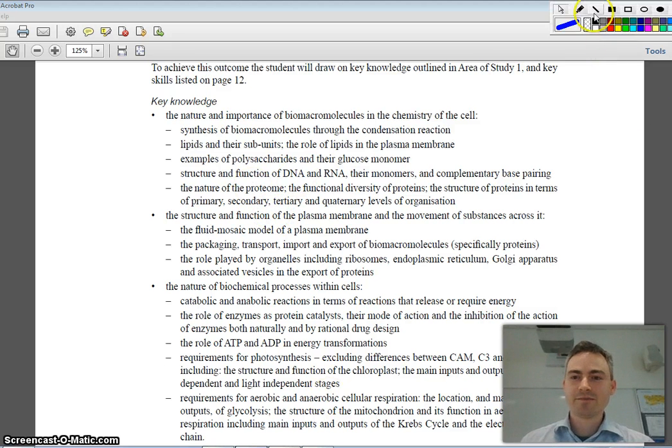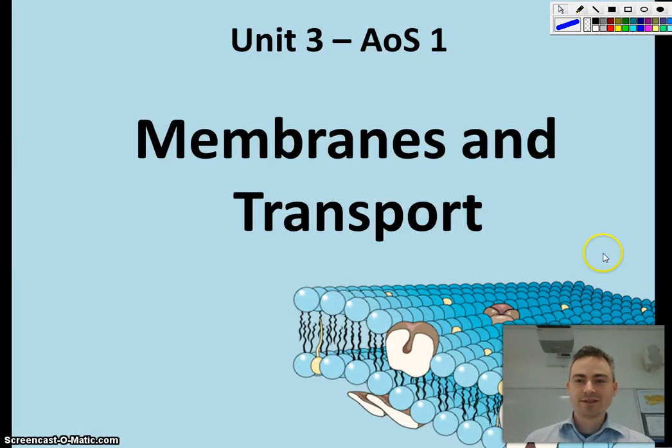So this is outcome 1 of Unit 3 on the study design, and we're skipping ahead to this dot point here. We're going to come back to the first dot point in a little bit, but right now we're looking at the structure and function of the plasma membrane and the movement of substances across it. There's a few other sub-points along here that we'll get to along the road as well. Hopefully this should sound familiar because it's certainly something we've covered quite a lot already in Year 11, so it shouldn't be too much new ground in this topic. Okay, so let's get into it.